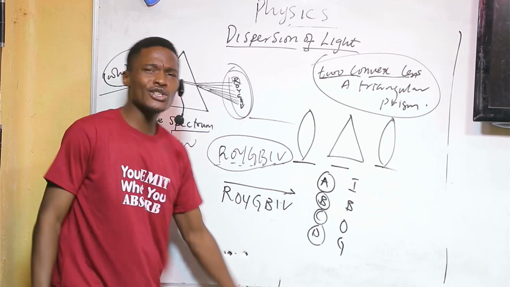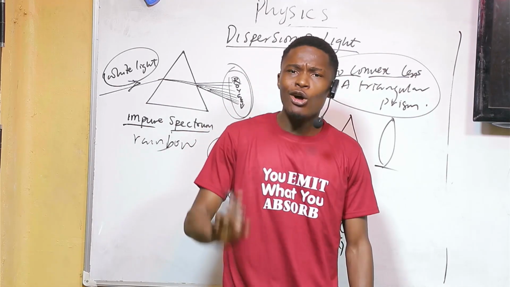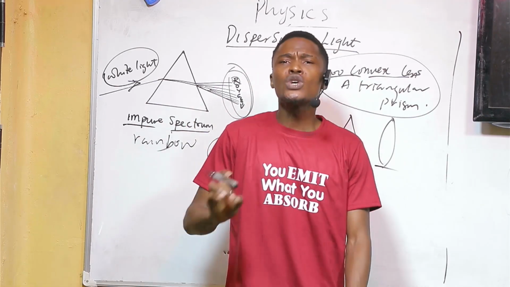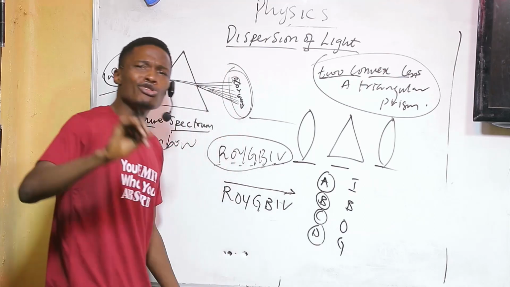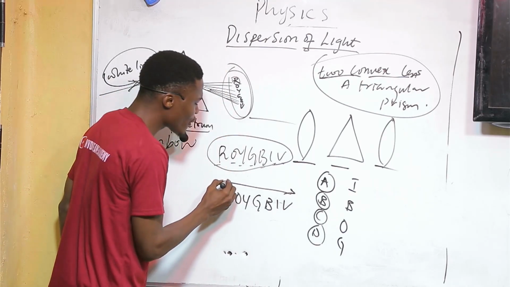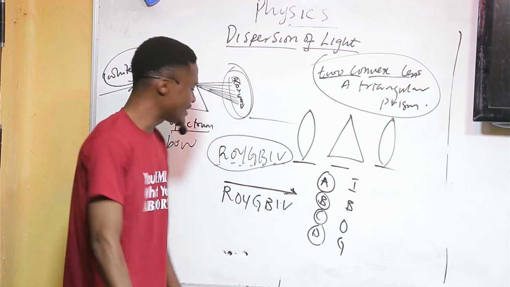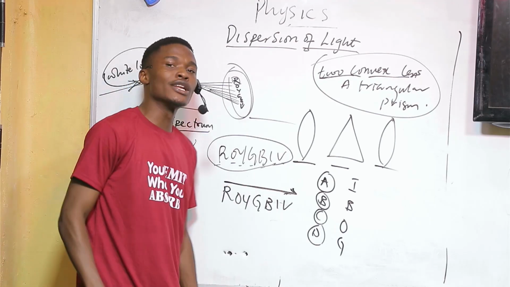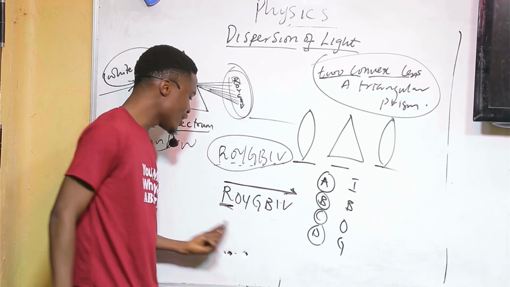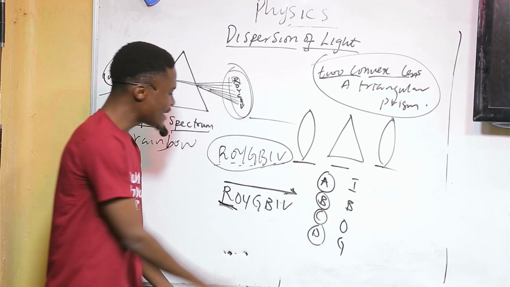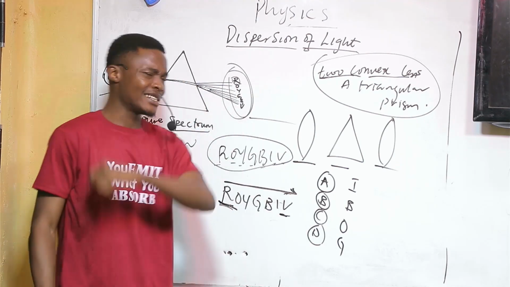Another question they can ask you from these colors is the color with the highest speed, meaning which of these colors travels fastest. All you need to remember is that as I'm going from red to violet, speed is decreasing. It means that red travels fastest, and the slowest is violet. The fastest is red, the slowest is violet. Take note of that.